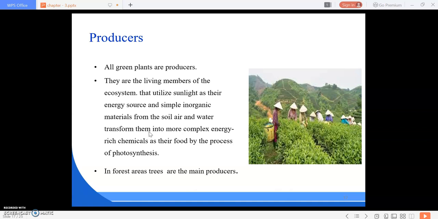Okay, in forest areas, trees are the main producers. In lakes and ponds, rooted or large floating or microscopic plants are the producers, also known as photoautotrophs. In the next slide we are going to study about the photoautotrophs and chemotrophs. So green plants are the producers, and only they can utilize the sunlight as their energy source and synthesize the food, in a process which is called photosynthesis.